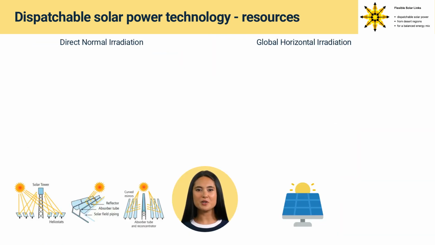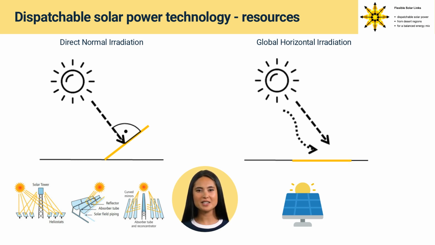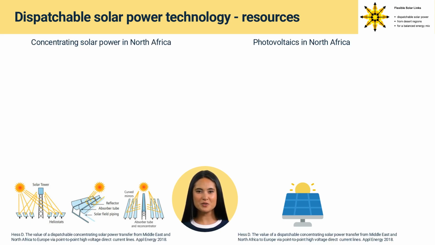Collectors for concentrating solar power use the so-called direct normal irradiation. This irradiation is incident orthogonal on the solar collector, which requires tracking the position of the sun. Modules with photovoltaic cells can use the global horizontal irradiation, which consists of diffuse irradiation and direct horizontal irradiation. A tracking of the sun's position is therefore not obligatory for photovoltaic modules. The resources direct normal irradiation for concentrating solar power and global horizontal irradiation for photovoltaics lead to different technological yields.